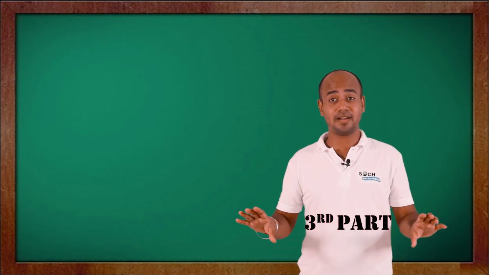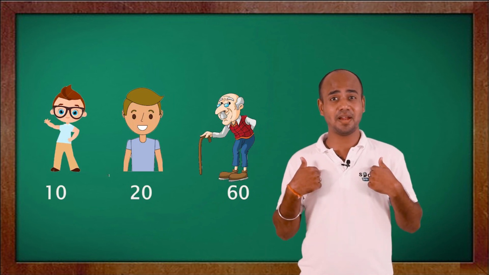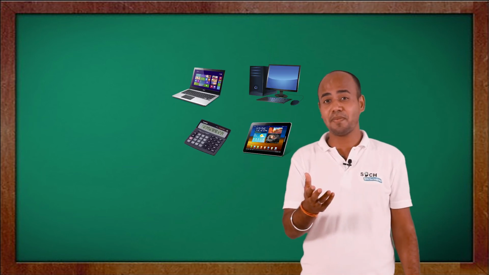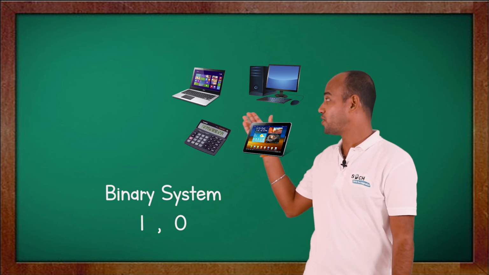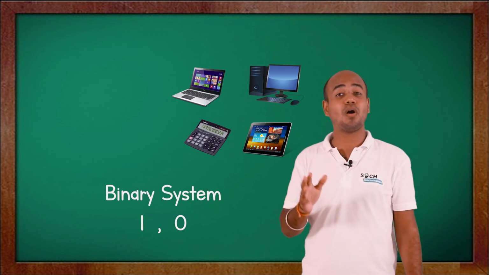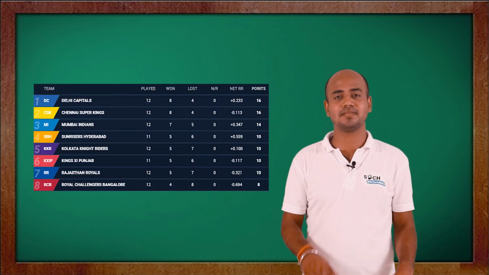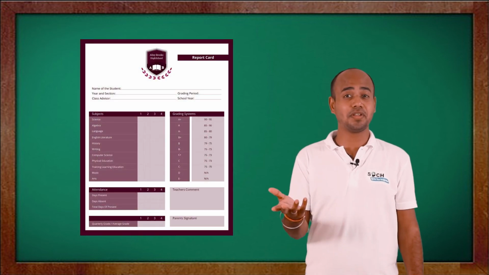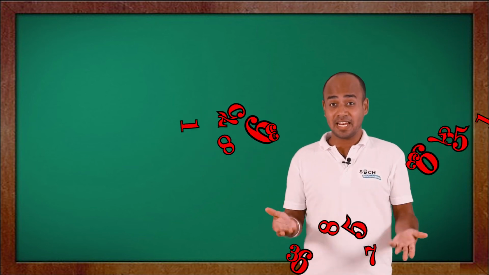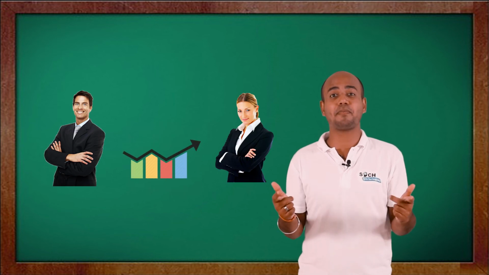Now coming to the third part, application of numbers. Where do we apply numbers? Indeed, your age is a number, your height is a number. The whole world of digitals is run by binary system, 1 and 0. Whether it is your laptop, your computer, your calculator, your tab, this all runs on number system. The IPL match score is given by numbers. Your academic scorecard, your result is specified by numbers. So numbers, numbers, numbers. Like a person cannot live without breathing, a real development of a person cannot happen without numbers.